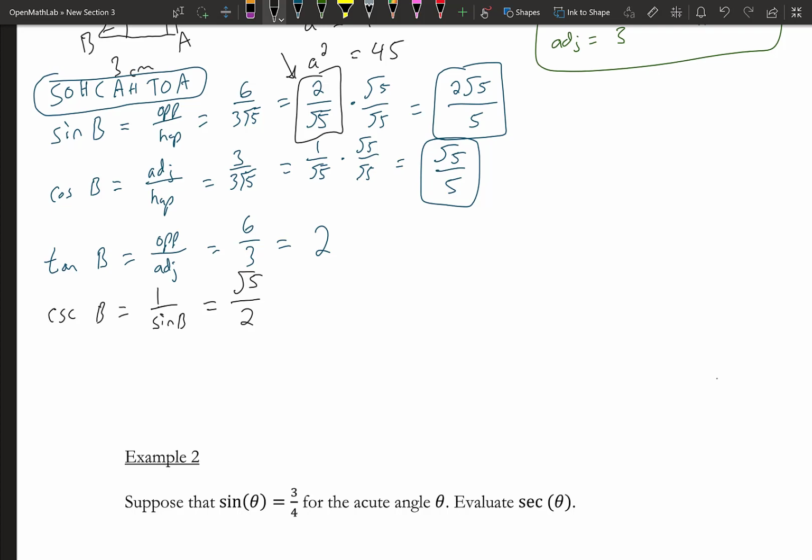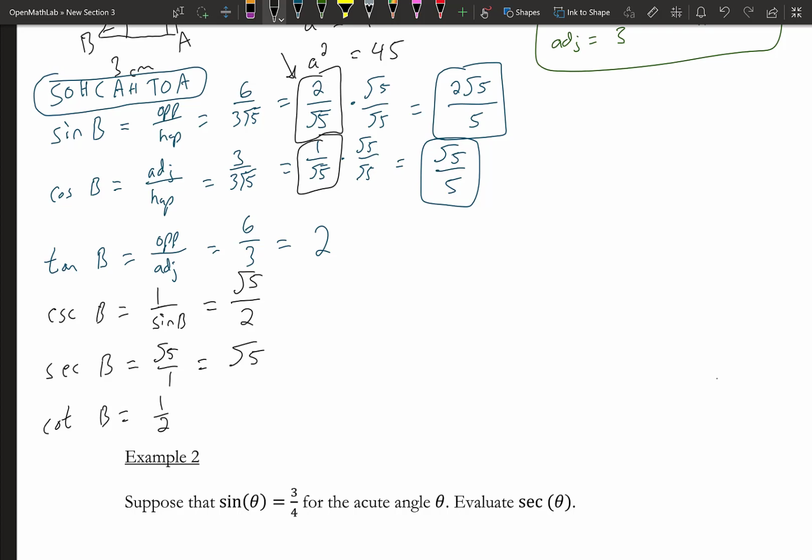So then secant of B, same idea. That would be radical 5 over 1, or just simply radical 5, right? And then cotangent of B would be 1/2. It'd be the reciprocal of 2, 1 over tangent.